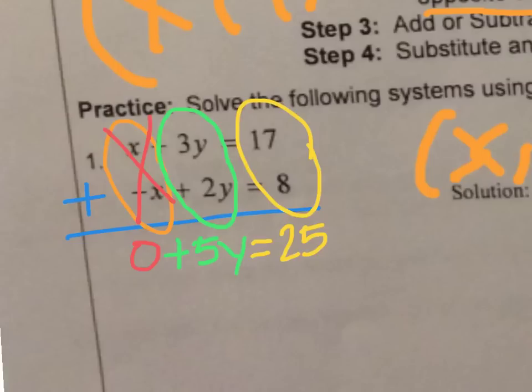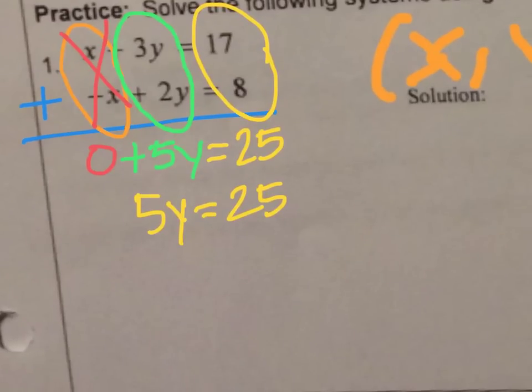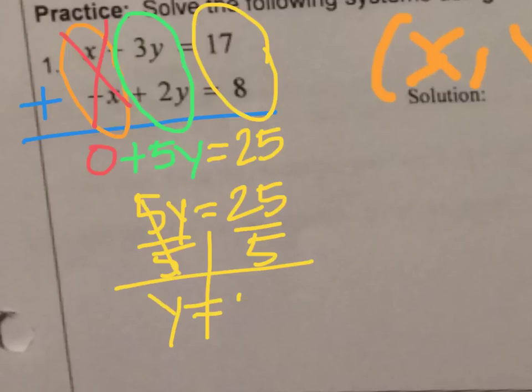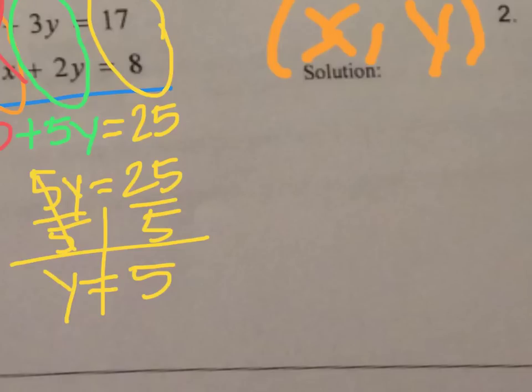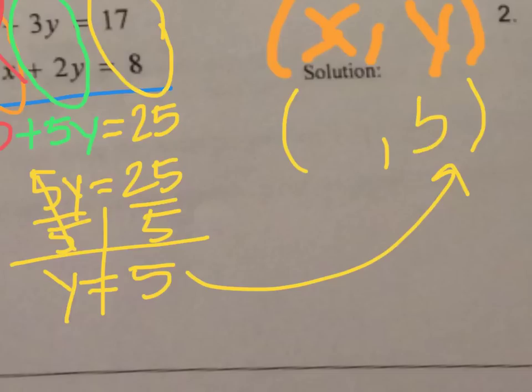Notice how we no longer have an x and a y, we only have a y term. That means we can get that y by itself and get a value for that y. So let's simplify. We don't need this 0 anymore because 0 won't change the value of our equation. So we're going to bring down 5y equals 25. And now we need to solve that. So divide by 5 on both sides. The 5's cancel out and we get y equals 5. So there's part of our solution. We now have the y value, so plug that into your point.